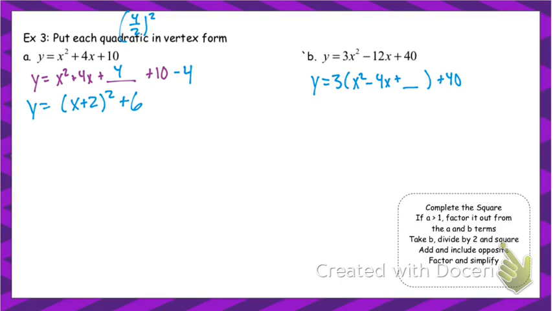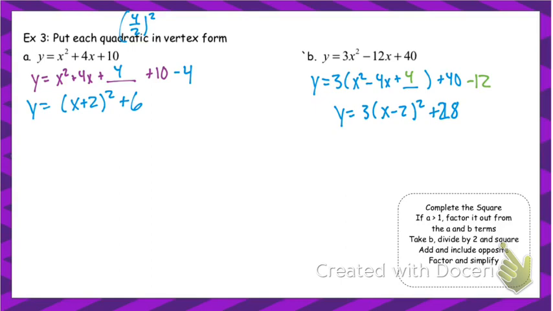To figure out what goes in the blank, I'm going to take the middle number, divide it by 2, which is 2, and square it, which is 4. But what I'm actually subtracting now, I'm not going to subtract 4. I'm going to subtract 3 times 4, because that's really what's being added to that equation. So now I end up with my vertex form.